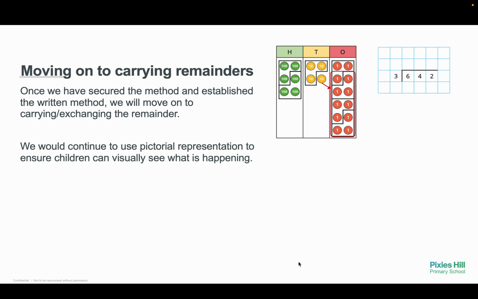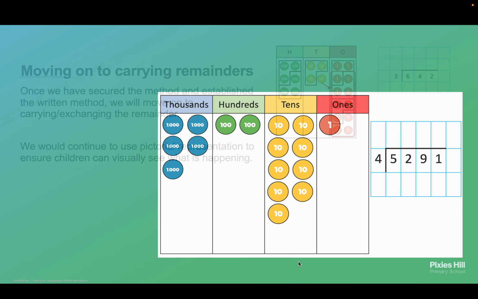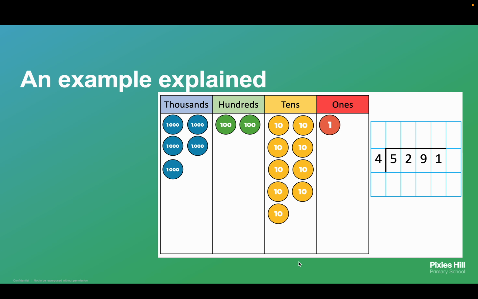Once this is secure, we move on to carrying the remainders. Again, pictorial support is given to ensure understanding of the concept and not just learning the method. Here, we have an example that I will explain step by step. We are dividing 5,291 by 4. We have a visual pictorial representation to help.